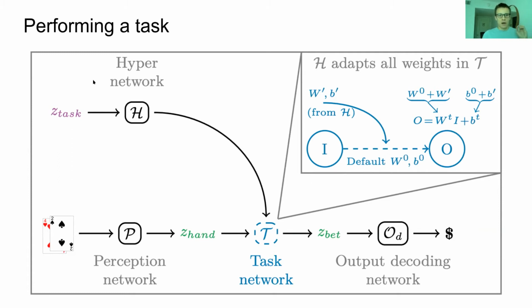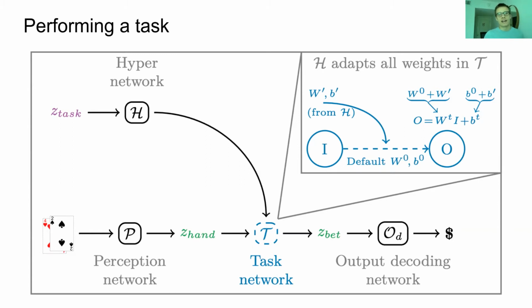So I'm going to use the task representation to alter the weights of the task network to allow it to perform the current task. The idea is that if you put in a poker representation, you should get a task network that does poker. If you put in a blackjack representation, you should get a task network that does blackjack. So that's how my model is going to perform different tasks.